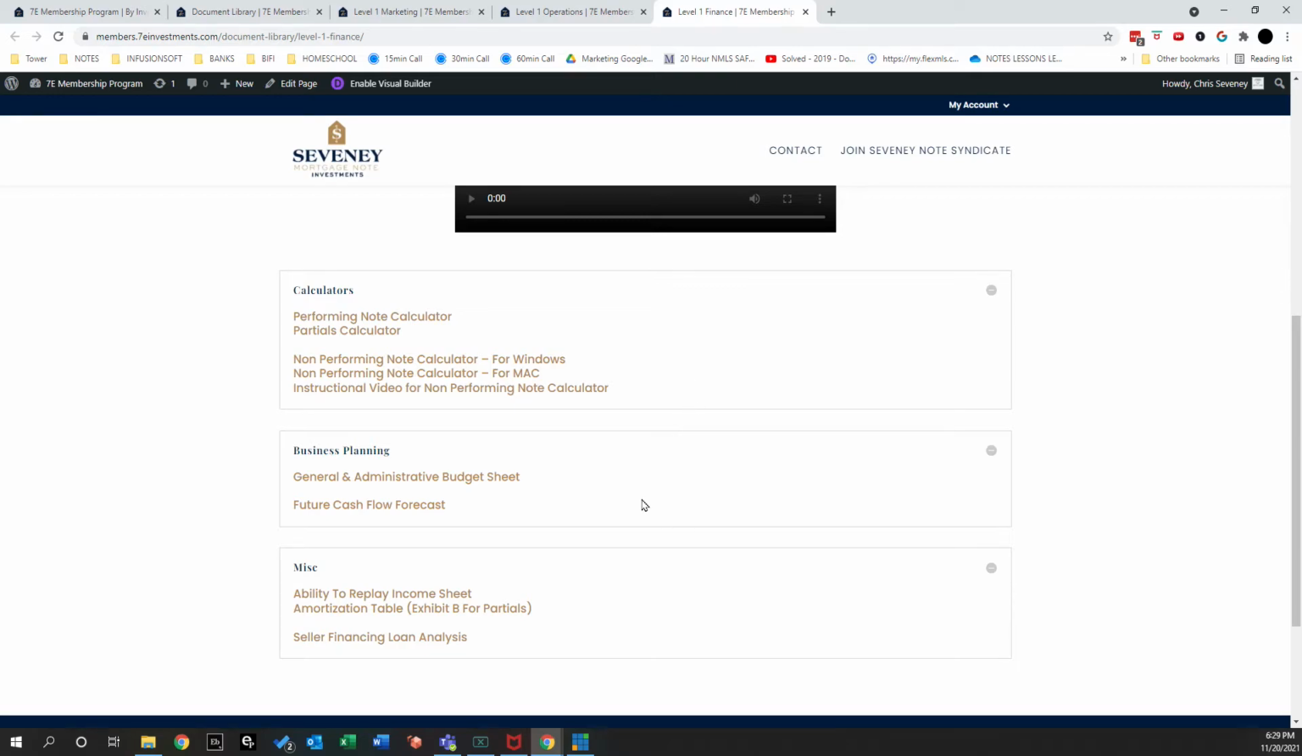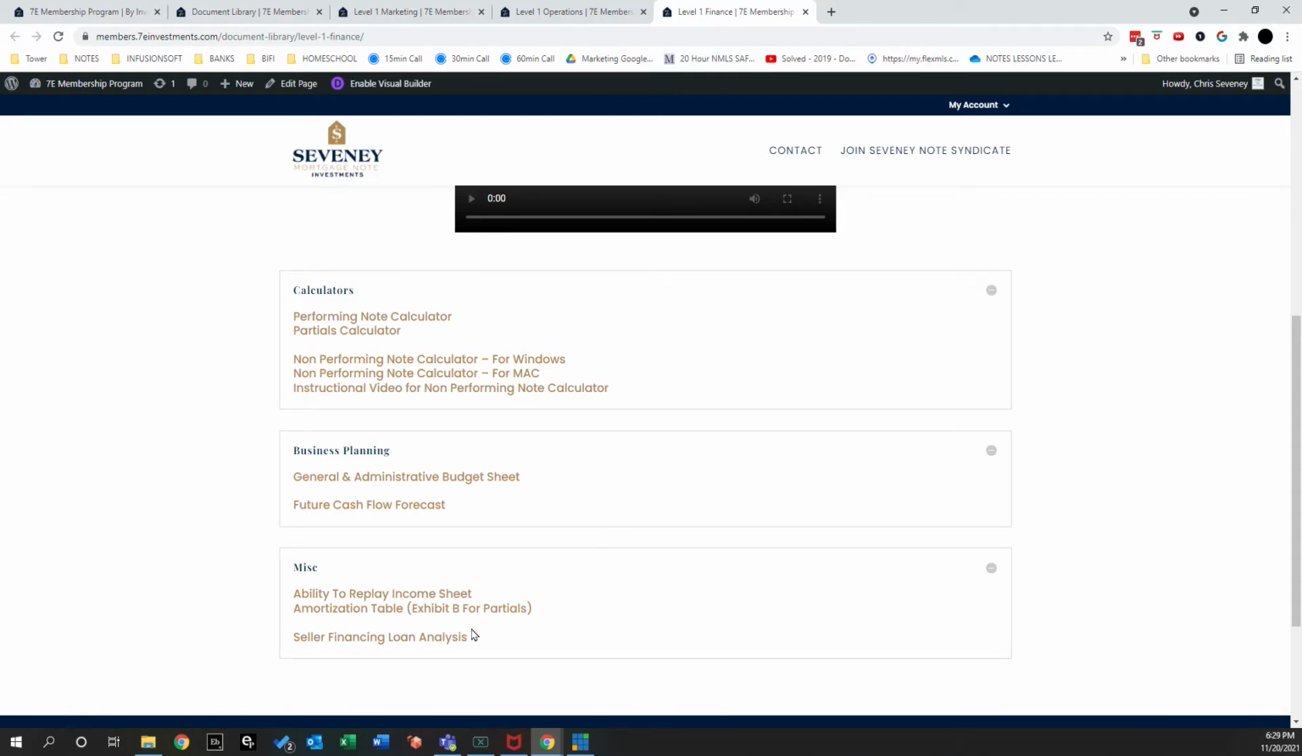And then some miscellaneous documents: ability to repay, income sheets, amortization tables. I use this for Exhibit B for partials, but it's just nice to have an amortization calculator that you can base either on how many months you want the loan to go, or on what the monthly payment is, to provide you with how many months that would be.